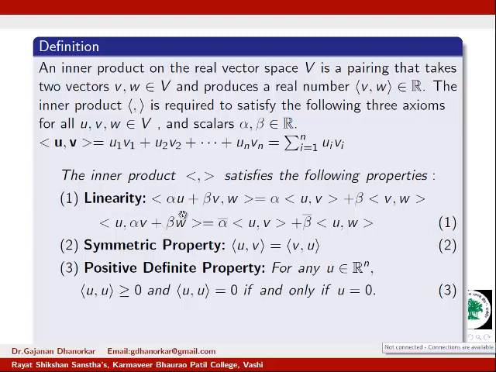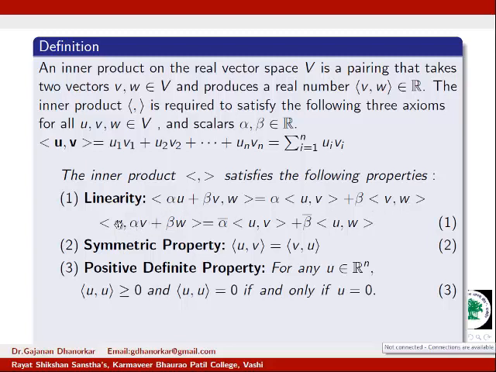Number one, linearity. The inner product of alpha u plus beta v, w is equal to alpha into inner product of u, w plus beta into inner product of v, w. This is the linearity property.